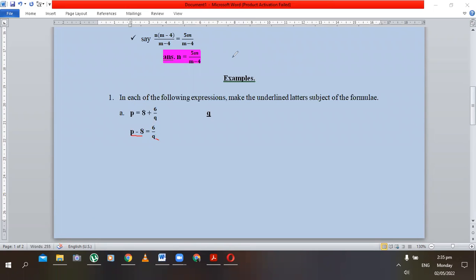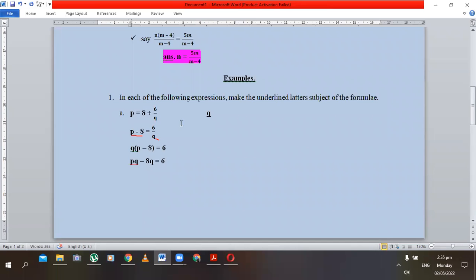So we're going to say that Q here must be multiplied with the P minus 8, and then that must be equated to 6. So once we multiply the P times Q, you're going to have PQ minus Q times 8, you're going to have 8Q, and then that is equated to 6.